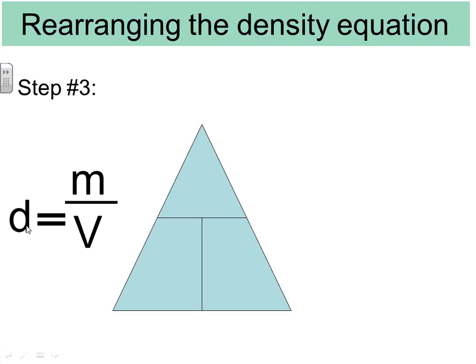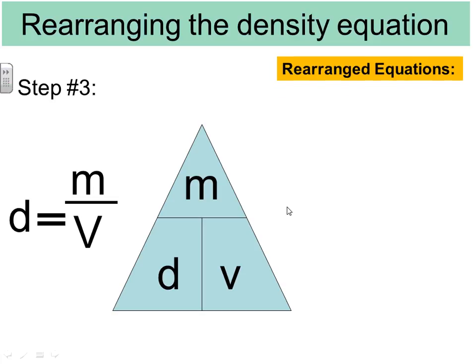So what I'm going to do is, density is on the left, so density is going to go on the left side of the triangle. Mass is up top, so mass is going to go on top in the triangle. Volume is on the bottom, so volume is going to go on the bottom right of the triangle. And now we can use this triangle as a shortcut to rearrange the equation, that is, to find an equation for density, an equation for mass, and an equation for volume.